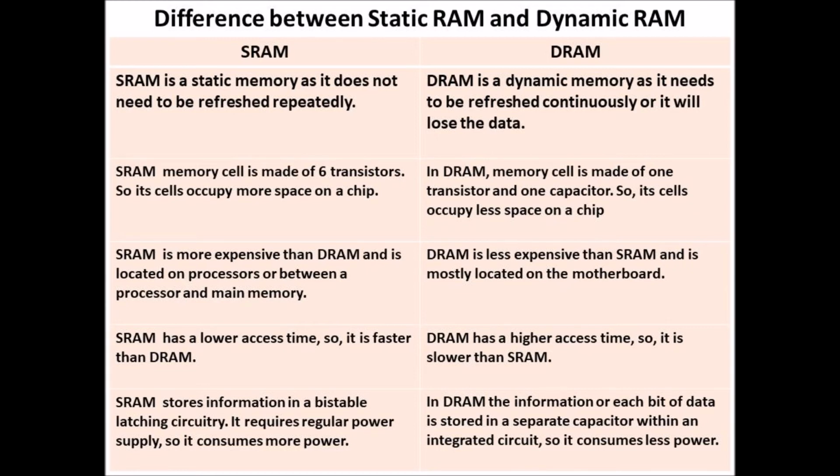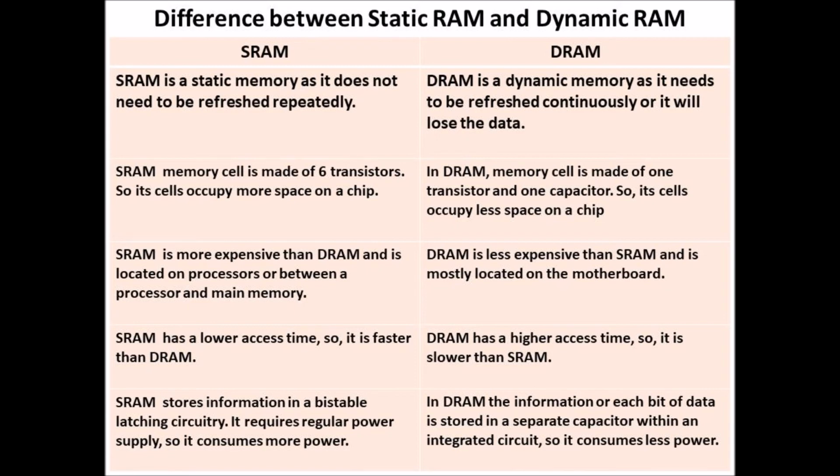First one, SRAM is a static memory as it does not need to be refreshed repeatedly, whereas DRAM is a dynamic memory as it needs to be refreshed continuously or it will lose the data. Second one, in SRAM, memory cell is made of 6 transistors, so its cells occupy more space on a chip, whereas in DRAM, memory cell is made of 1 transistor and 1 capacitor, so its cells occupy less space on a chip.